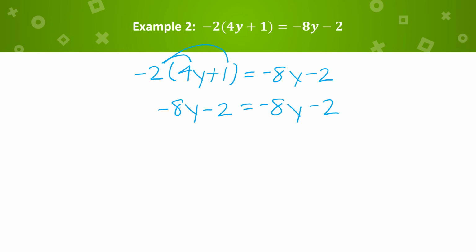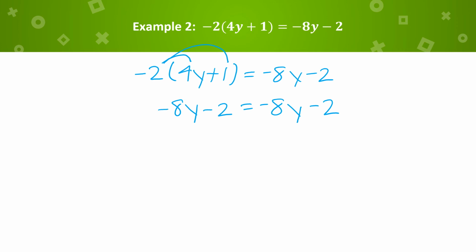If you notice this from the beginning, great. If you want to keep going, that's totally fine. But notice we have negative 8y minus 2 on the left-hand side and negative 8y minus 2 on the right-hand side. We have the same exact thing. So because we have the same exact thing on the left-hand and right-hand side, the equation will always be true.